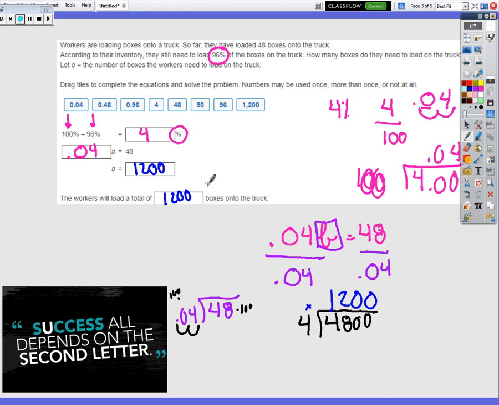Now, if I were to ask you how many boxes are left to load, we would simply take the 1,200 that need to be loaded, and we subtract the 48 from it. That gives me a grand total of 1,152 boxes still need to be loaded. Again, I'm taking the question and stretching a little bit. It's not what it's asking, but just getting you to see. You might see something like that in an assessment where they're asking you how much have they loaded, how much they still need to load based on what they give us. All right, let's move on.